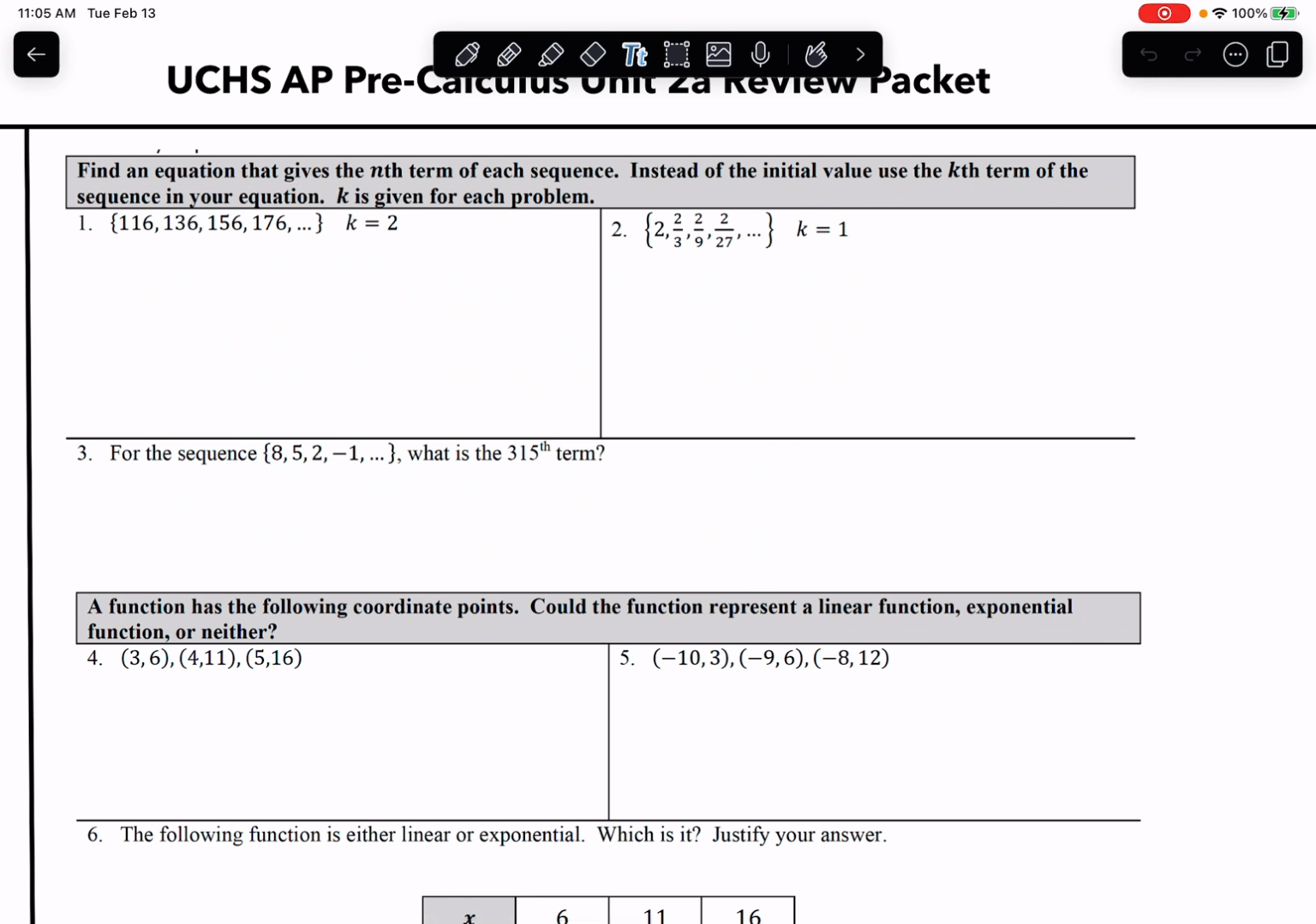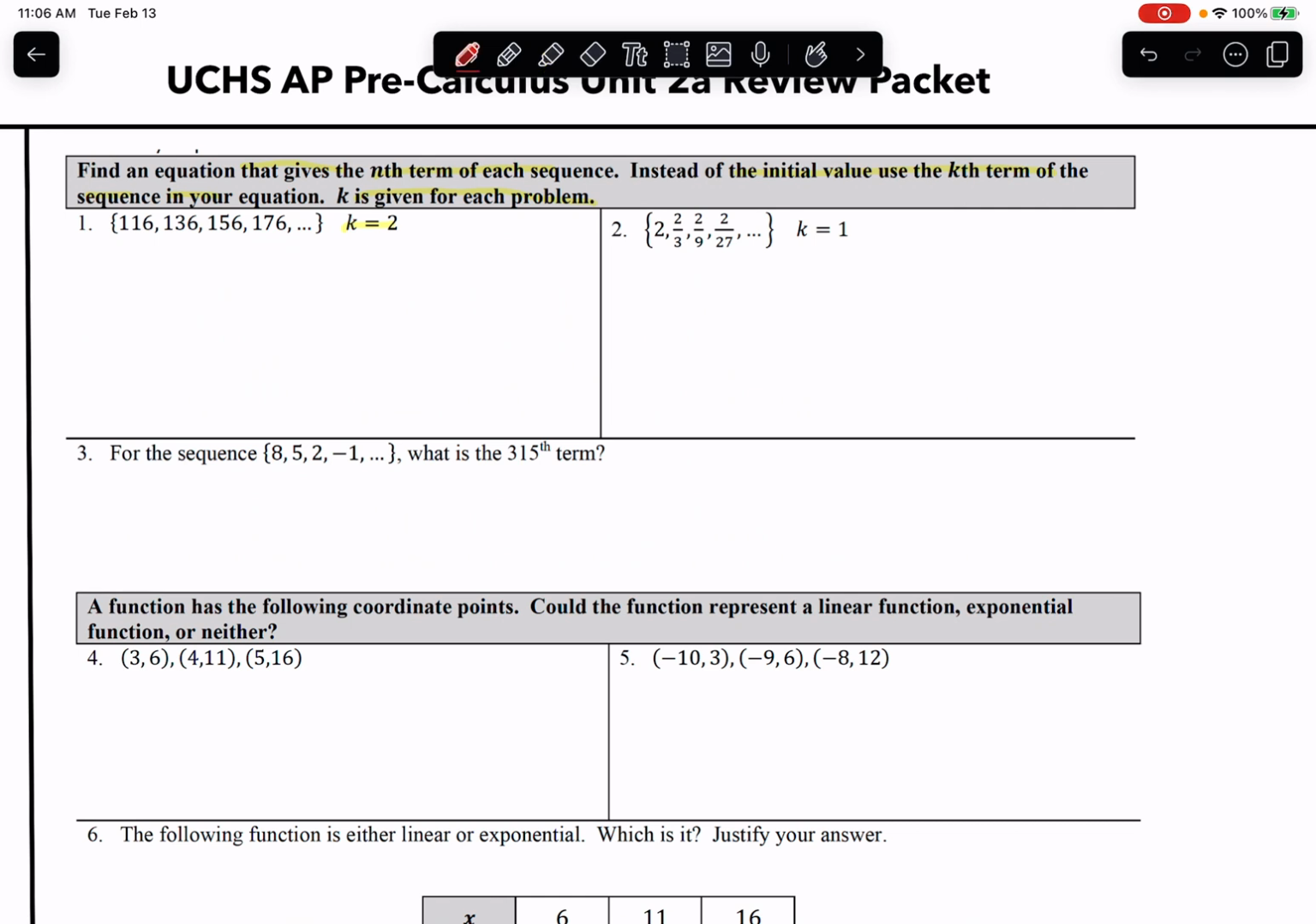So for number 1, it says, find an equation that gives the nth term of each sequence. It doesn't say whether they're geometric or not. Instead of the initial value, use the kth term of the sequence in your equation. K is given for each problem, so we have K. All right, so that's just remembering the formulas.